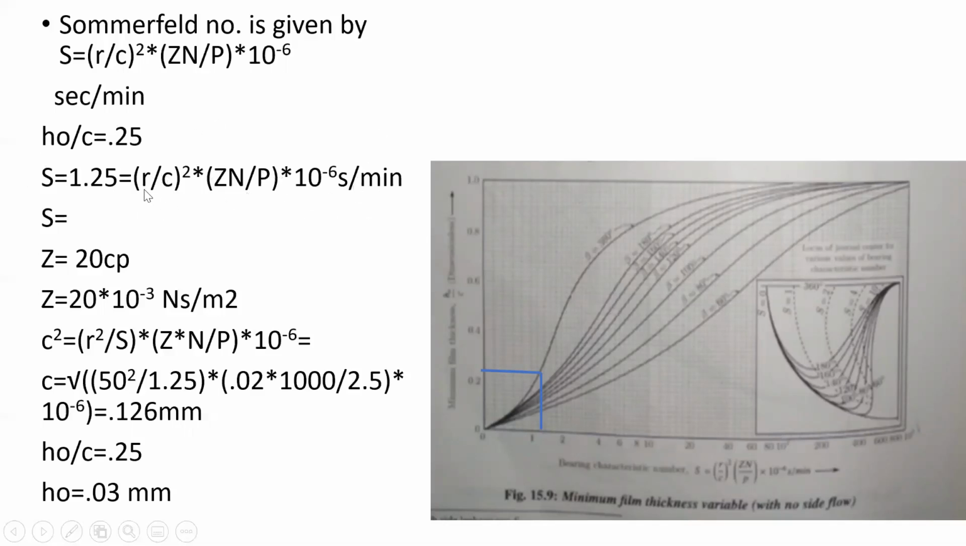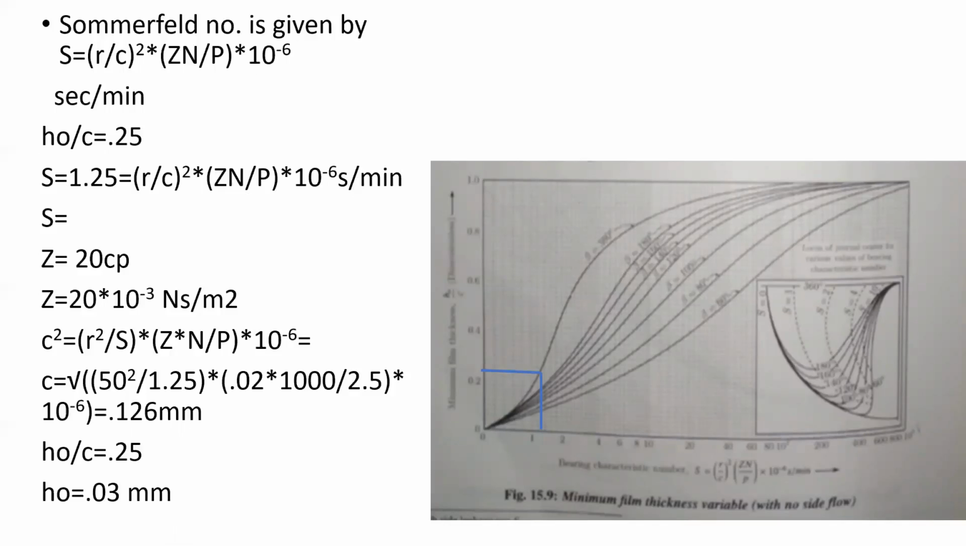The radius of the journal is given in the previous step; we have calculated this value. The diameter of the journal was calculated in the previous step, so the radius of the journal will be equal to 50 mm. Clearance we don't have, because we have H naught by C, but we don't have the clearance value.